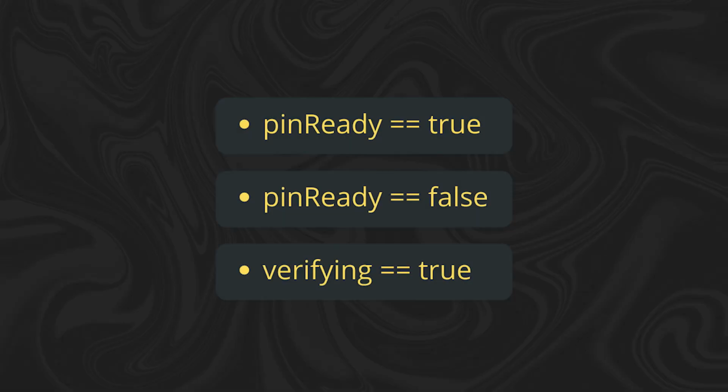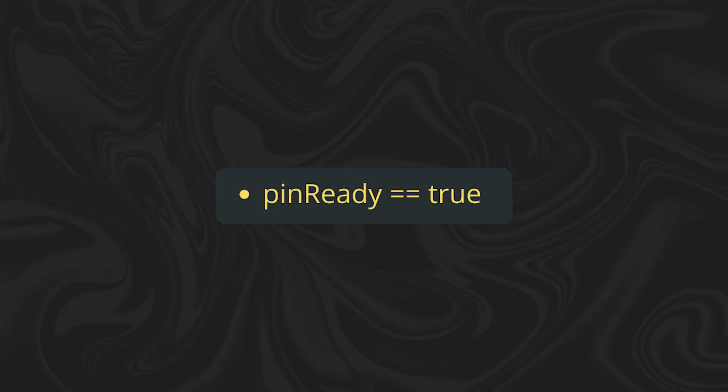Now our button could be in 3 situations based on the state of the code input. The first is when the pin is ready and we should be able to send a request.